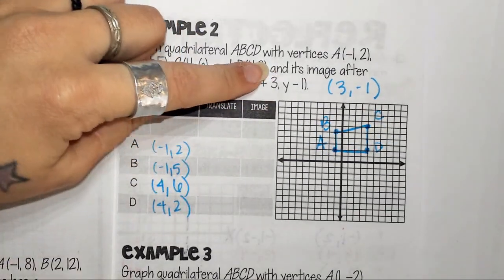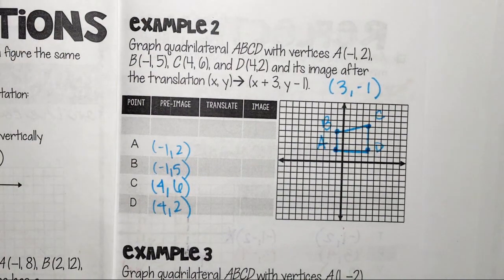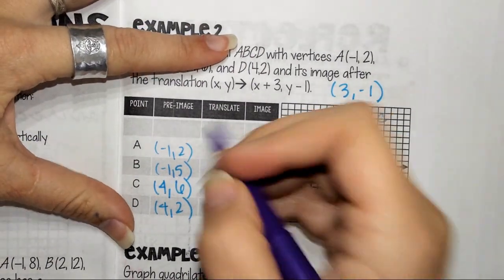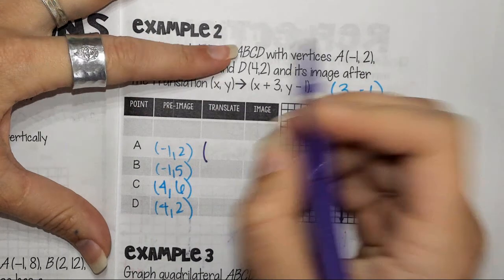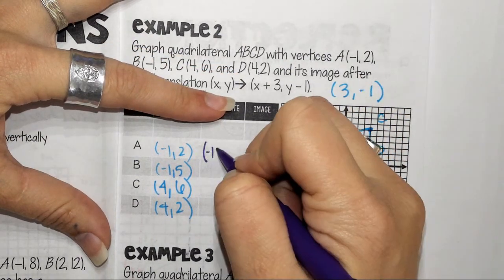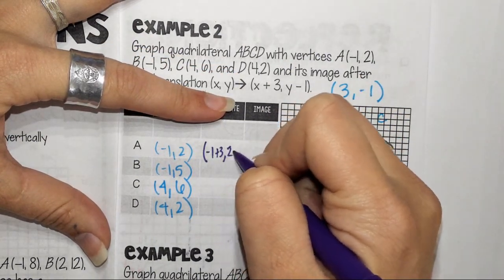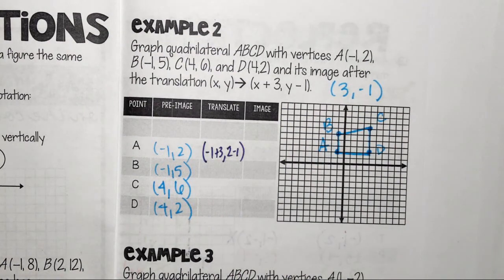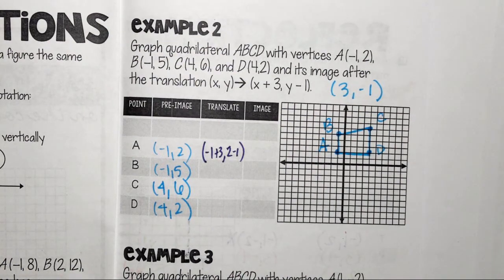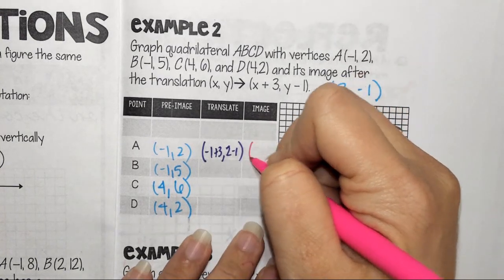So, what am I going to add to each of my x values? And what am I going to subtract from my y? So it would be -1 plus 3 and 2 minus 1. What's our new coordinate? 2, 1. Good, take a point.